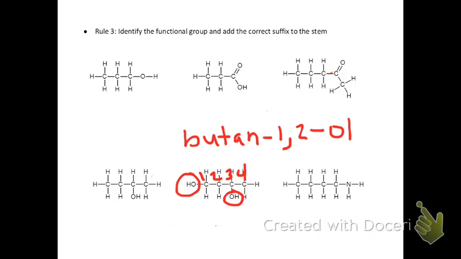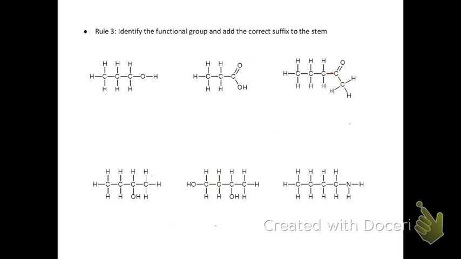So if there's two functional groups, then you just list the number of both of the carbons that those functional groups are on, just like that. All right. Last one. We'll move on.